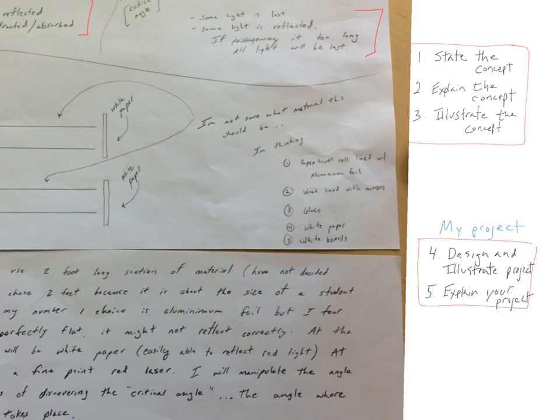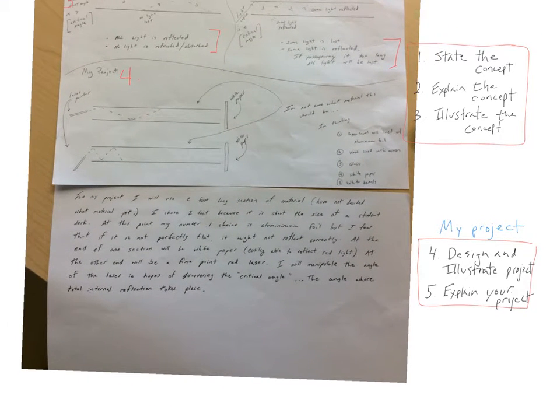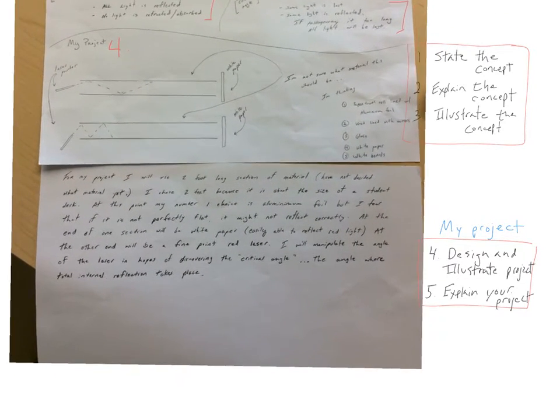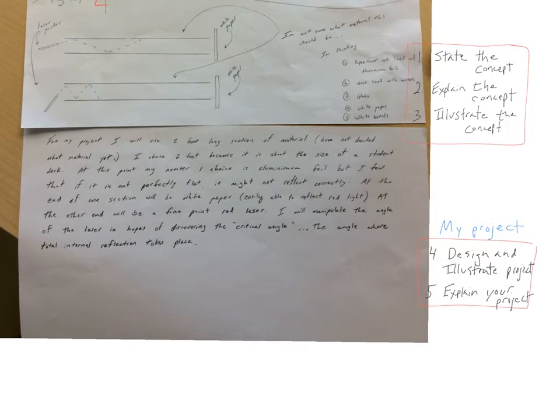Again, this is just a pictorial or picture representation of my project. I must explain it, and so I do so in words here. For my project, I will use a 2-foot long section of material. Have not decided what material yet. I chose 2 feet because it is about the size of a student desk. At this point, my number one choice is aluminum foil, but I fear that if it's not perfectly flat, it might not reflect correctly.